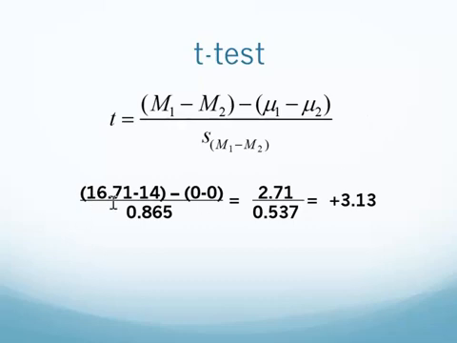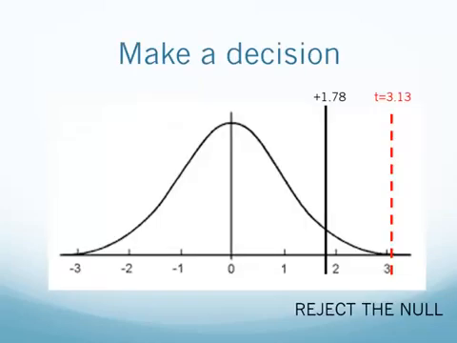But in reality, what we're doing is taking the sample mean of the first group, which is 16.71, minus the sample mean of our second group, which is 14, and we're dividing that by our estimated standard error of the mean that we just computed in the last step. So that's going to be 2.71 divided by 0.537, and that gives us a t-score of plus 3.13.